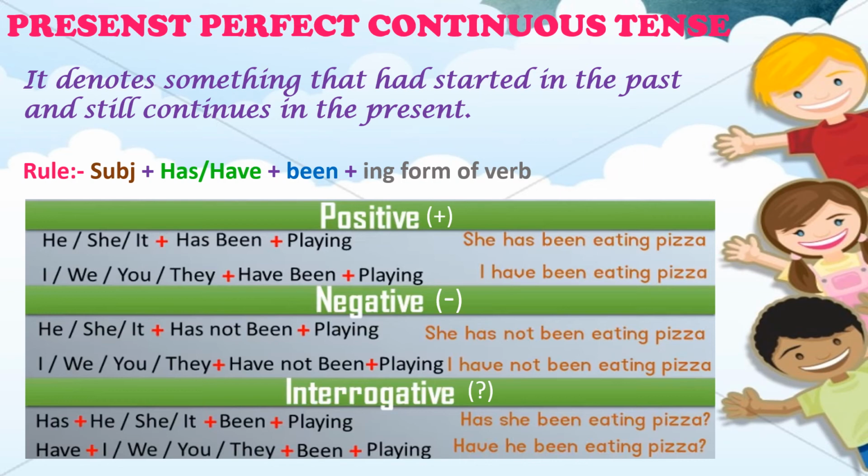Present perfect continuous tense denotes something that has started in the past and still continues in the present. Here, the subject is added with has or have plus been plus the ing form. And here are few examples of these sentences.